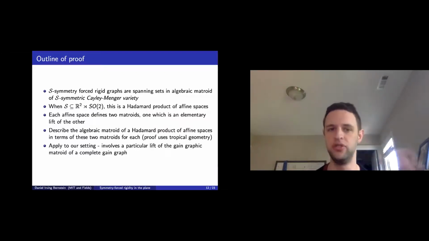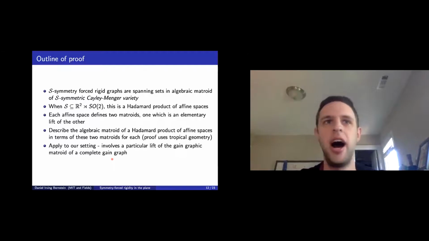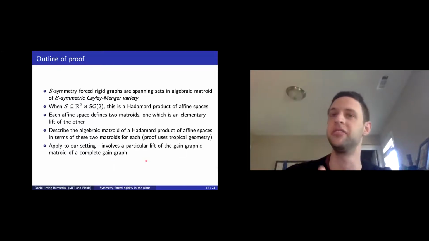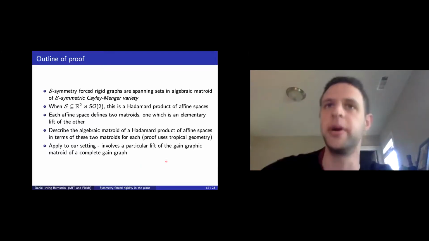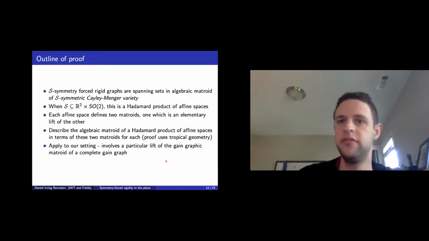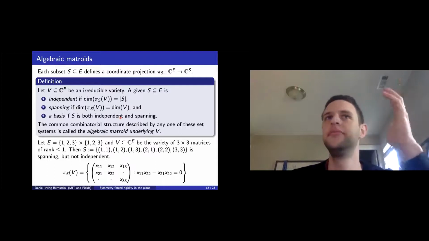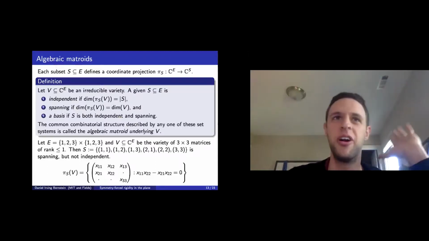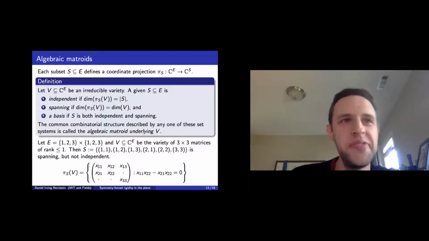And the proof of this uses tropical geometry. And then I apply the formula I come up with in this setting. It involves a particular lift of the gain graphic matroid of a complete gain graph. So this is the big picture of what's going on here, and I'll get into more details. So if you were lost before, you should be able to come back in now with no loss of clarity.